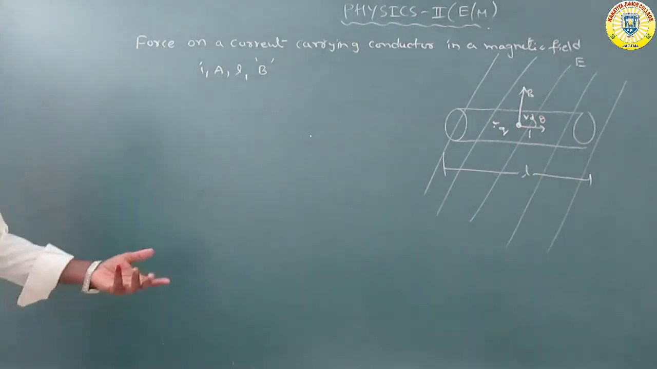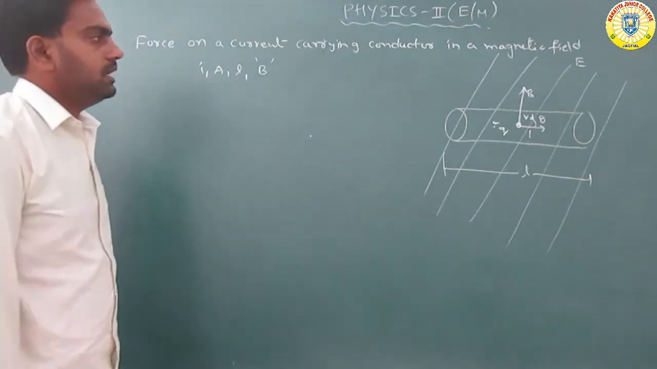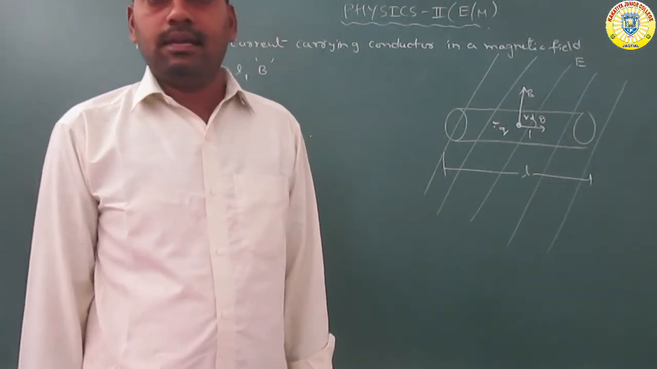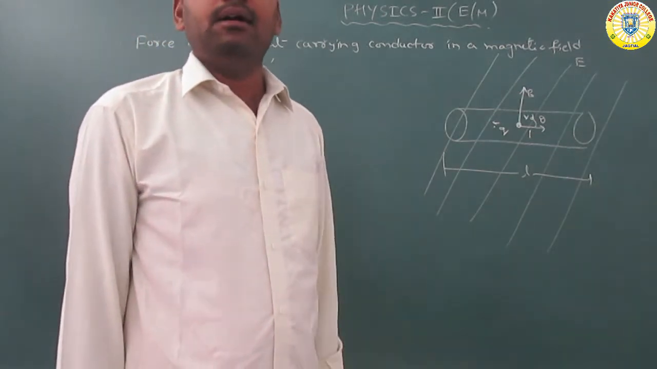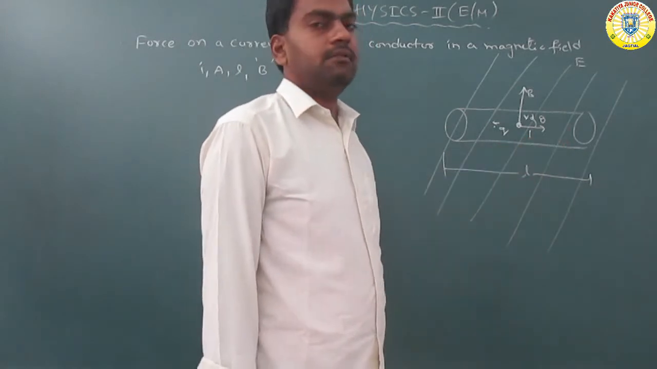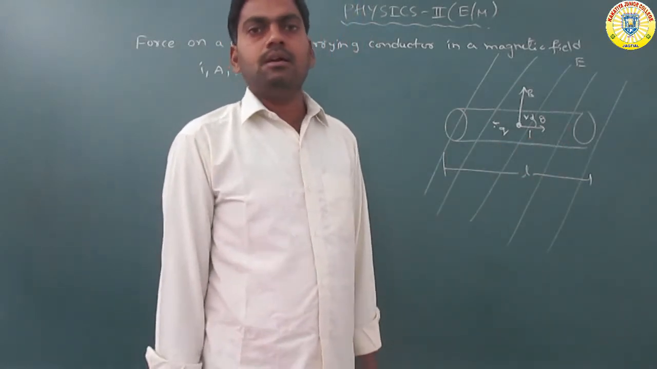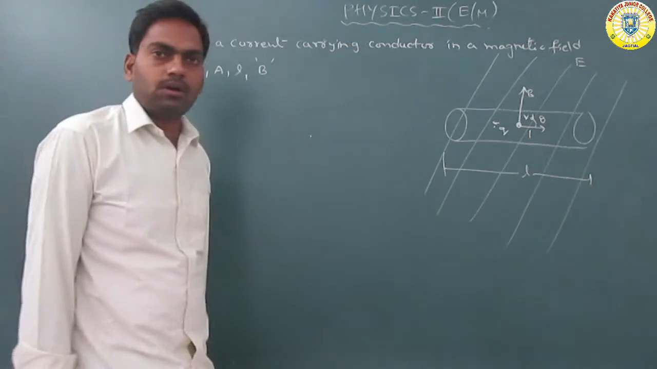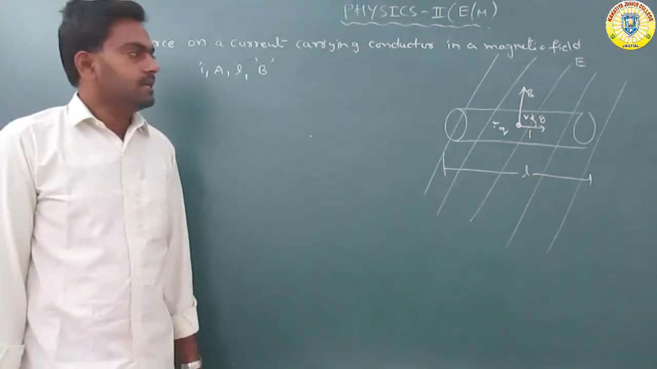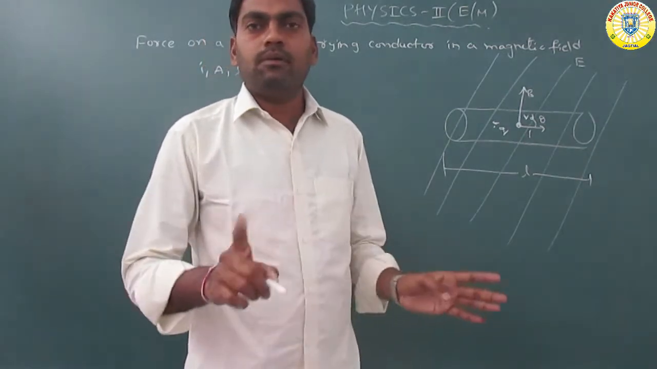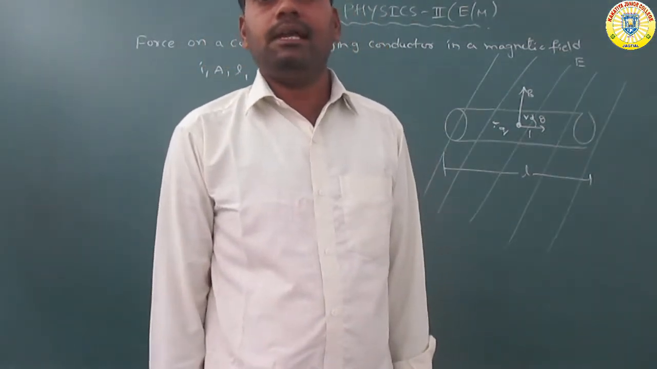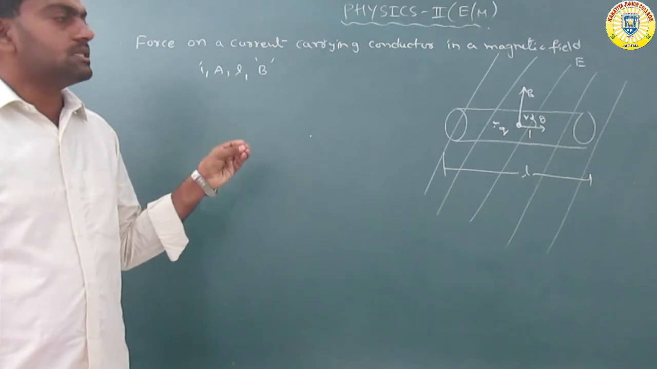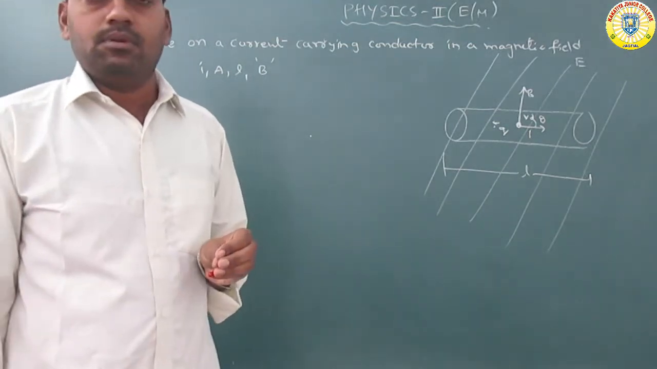Now the current is passing along the x direction, and the magnetic field in the xy plane makes an angle theta with the direction of the current in the conductor. Some external force is acting on the conductor, because the wire is placed in a uniform magnetic field. So a force is applied on the wire.